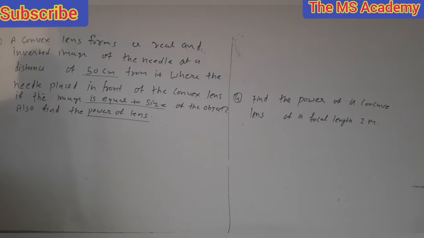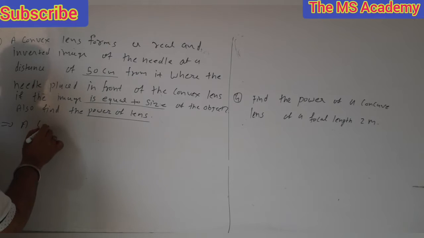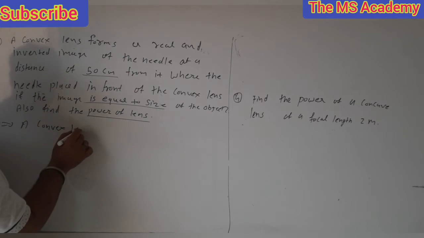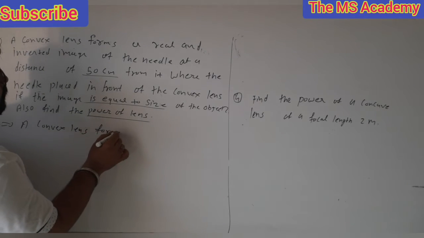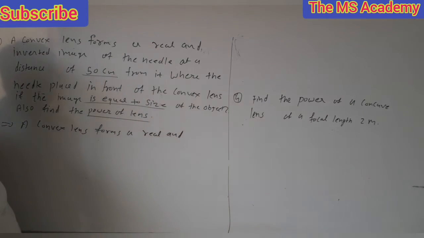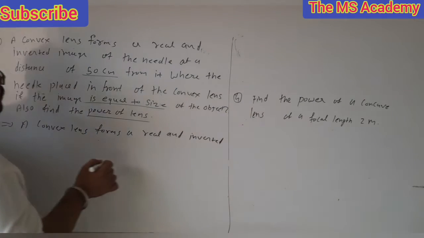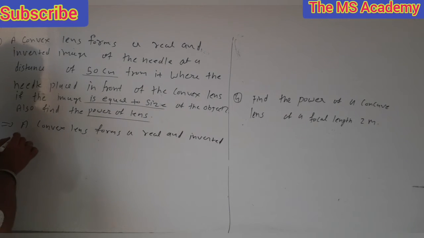Okay. So first we say that a convex lens forms a real and inverted image.